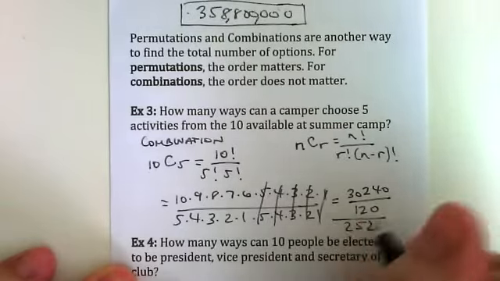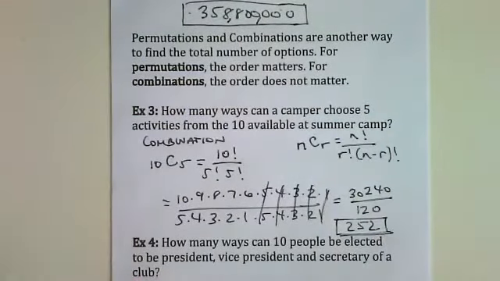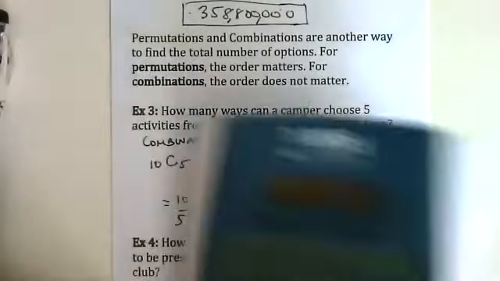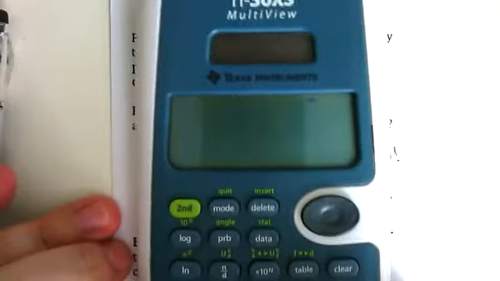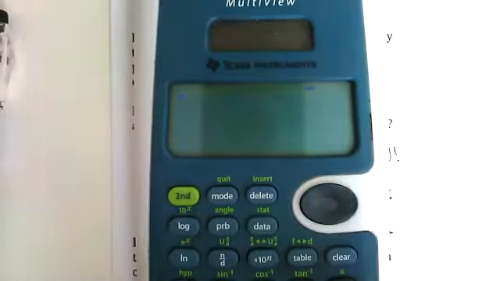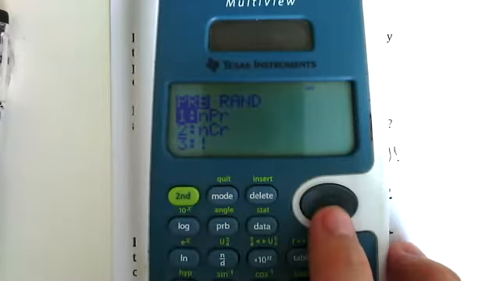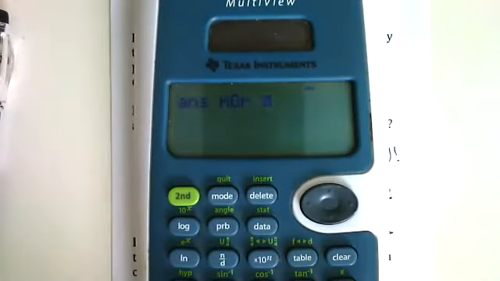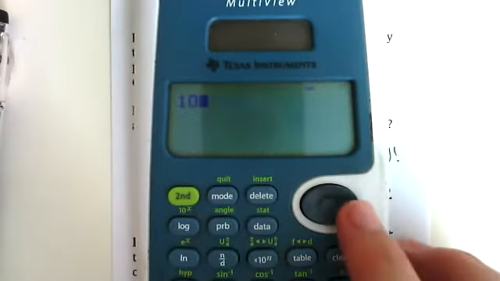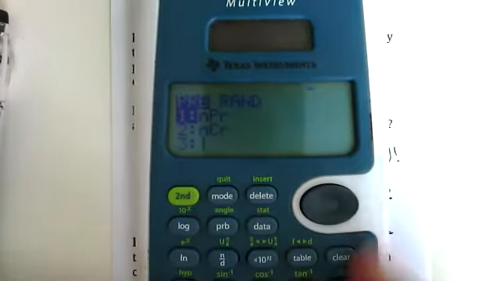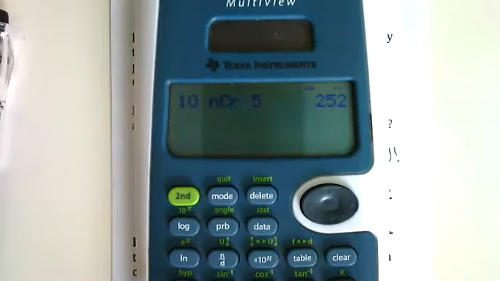So 252 is how many options that she has. Okay, so on your calculator, let's see if you guys can see this. If you have this calculator or another one, there should be a button that says PRB. That means probability. You're choosing nCr. You need to put your number in the front. So it was 10, and then nCr, and then 5, and we get 252.